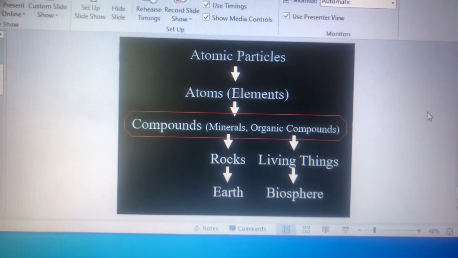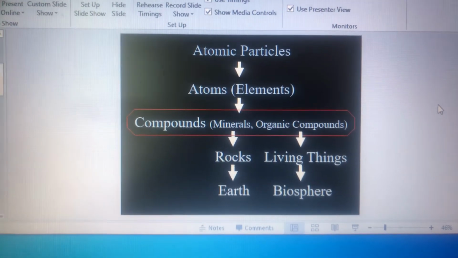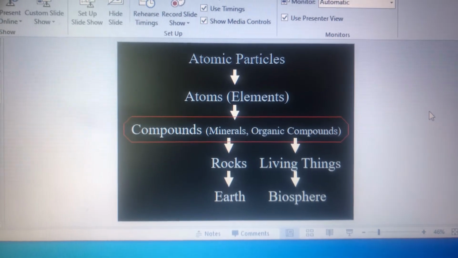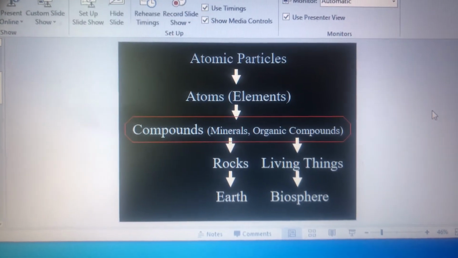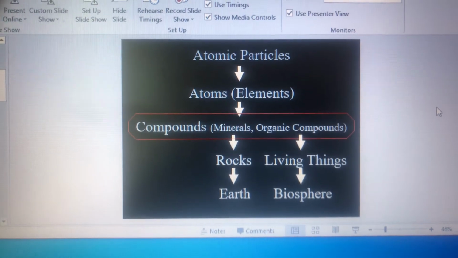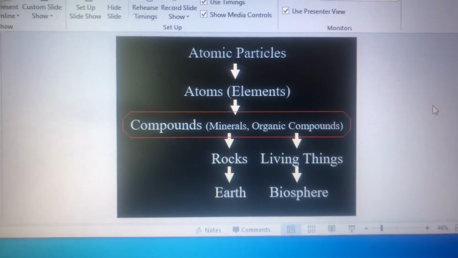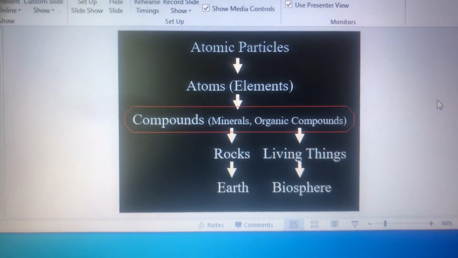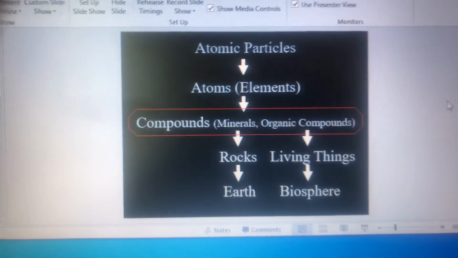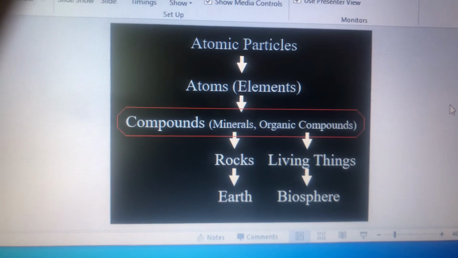Okay, so we have atomic particles and then atoms. So atomic particles would be the inside of the atom, which is the protons, neutrons, and electrons. Inside the nucleus are the protons and neutrons, and outside are the electrons. And then all those particles make up our atoms, our elements, and then those make up compounds. When you combine elements together, they make up compounds.